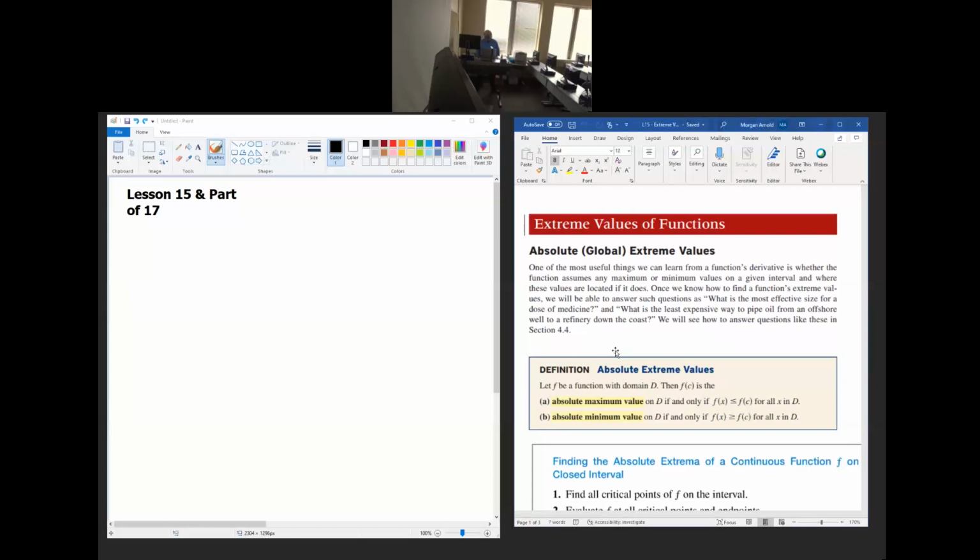In real life, we also use absolute or global extreme values to figure out, for example, the most effective size for a dose of medicine, or what is the least expensive way to pipe oil from an offshore well to a refinery down the coast. Graphically, this is what we're dealing with.